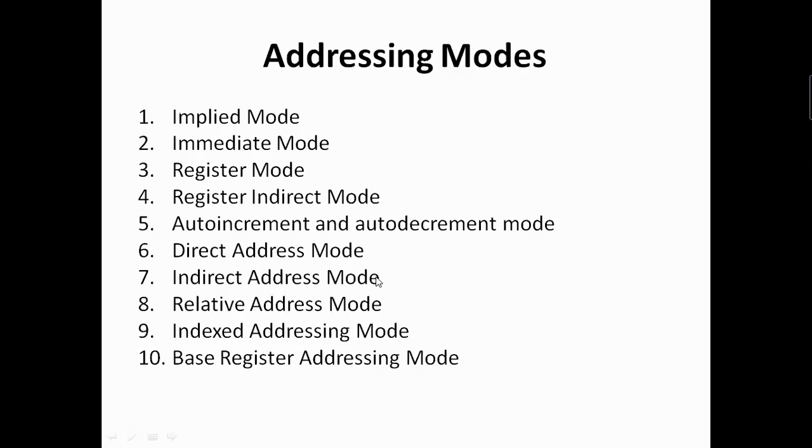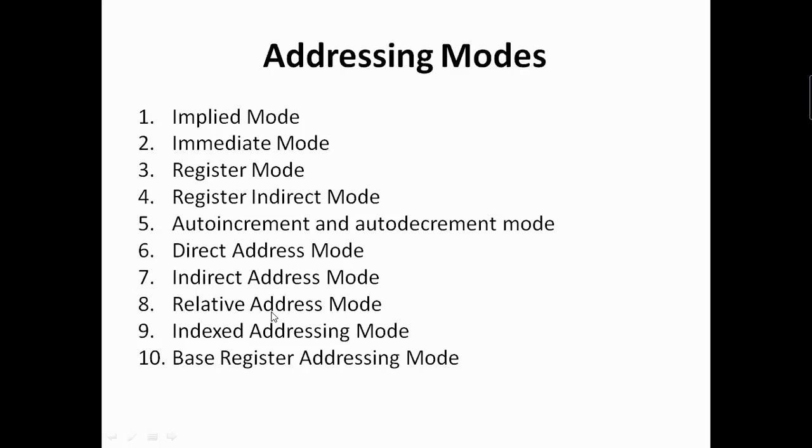Indirect address mode, number 7. It means that the instruction will have an address. When we go to that address, there we find another address, which is the actual address of the operand. So this is indirect. The address given by the instruction points to a place in memory where we find the actual address of the operand, the effective address.